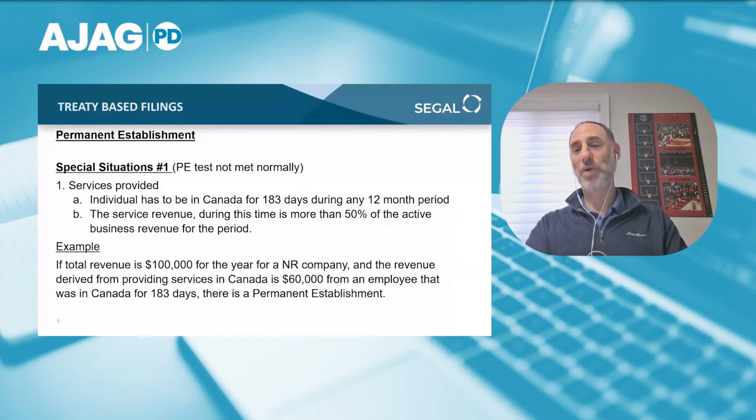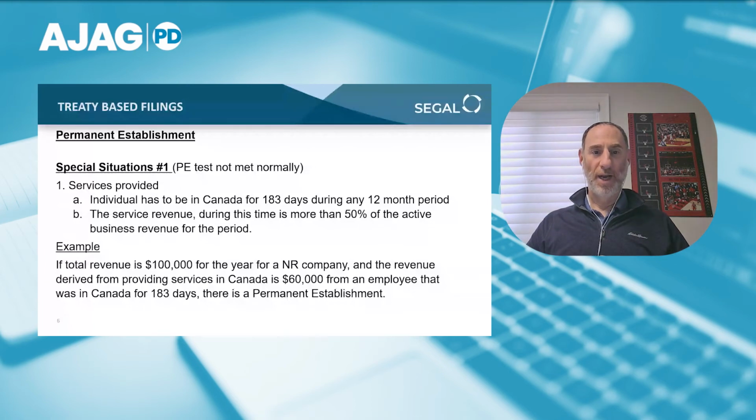So you're looking at situations, especially where you have a consulting company, maybe a small group, 1 or 2 people, and one of those people is in Canada for a significant period of time. You may think you don't have a permanent establishment because there's no office here. But you have to remember, if a staff member is in Canada for more than 183 days, you then need to go to the next level and say, what is the revenue earned in Canada relative to the revenue for the entire period? Okay, let's look at another special situation.